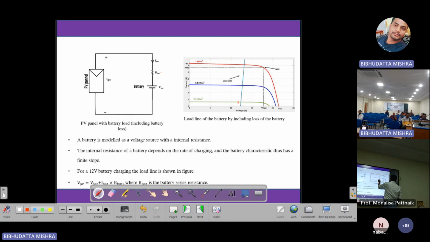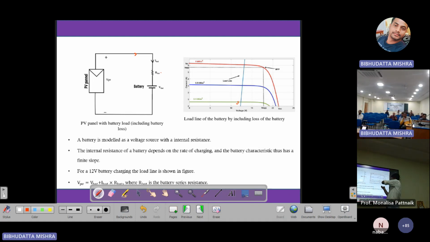Obviously, because it is charging, the panel is charging the battery, since it is not possible that it will discharge. Then the load line will be different, because the load line will shift to the right-hand side. It will carry this loss plus the battery voltage, which should be supplied by the PV. So now the voltage should be more than the previous case because it should include this.